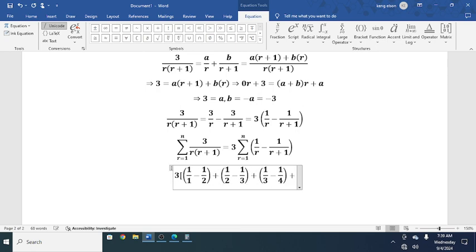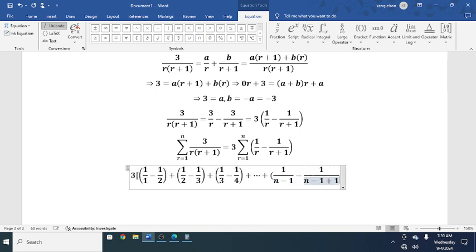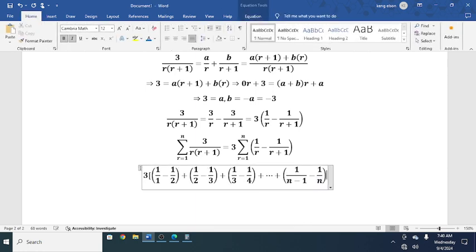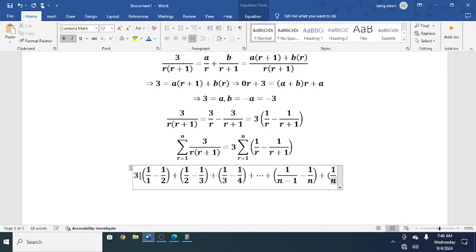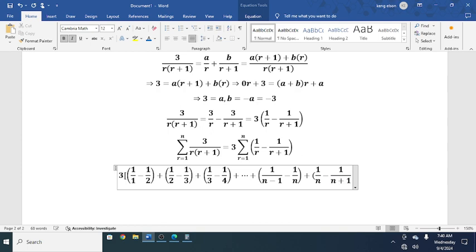Now I'm going to forget about the middle terms and go to the ending. Now if r is equal to n minus 1, before arriving at n, we are going to have 1 over n minus 1 minus 1 over n minus 1 plus 1, which is 1 over n. And finally when r is equal to n, we have 1 over n minus 1 over n plus 1. That is what we have.